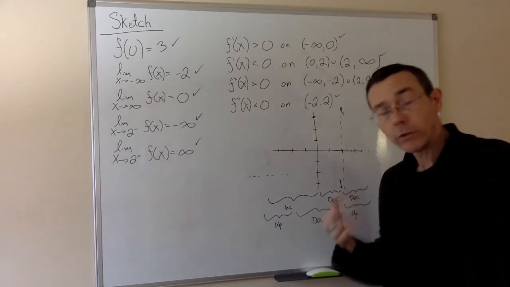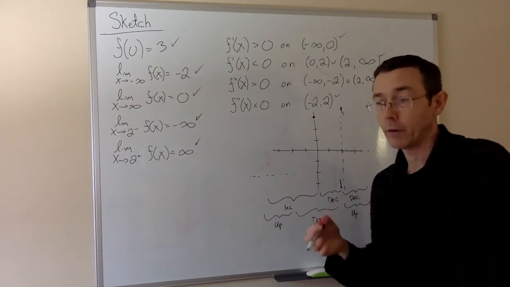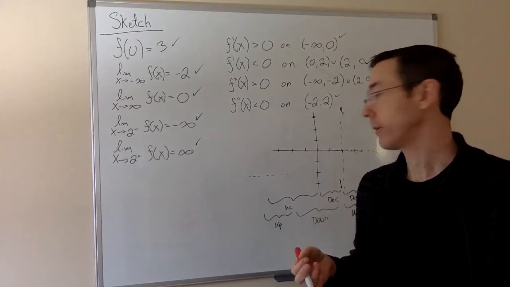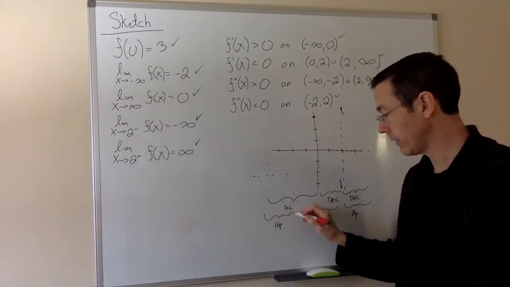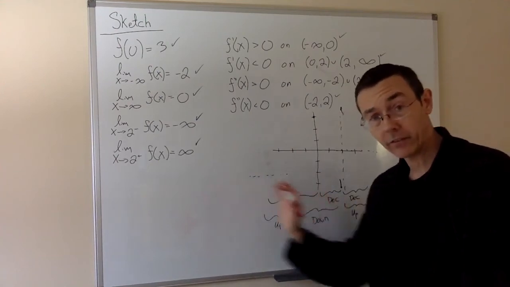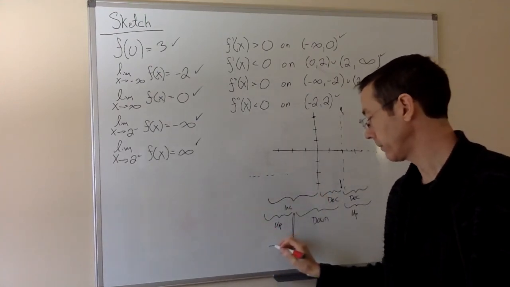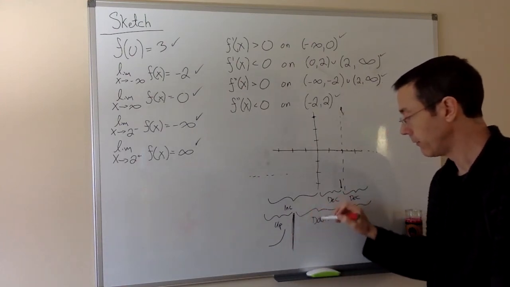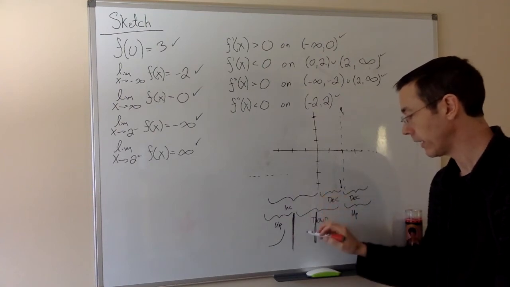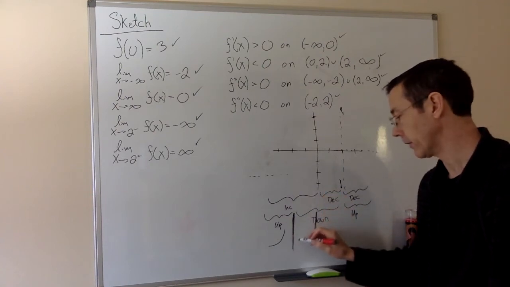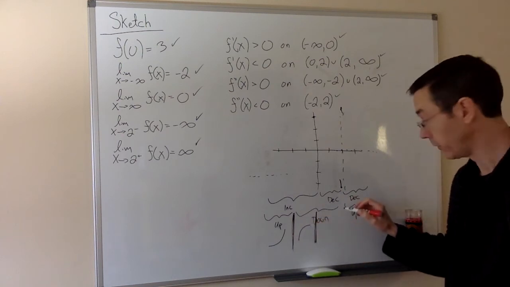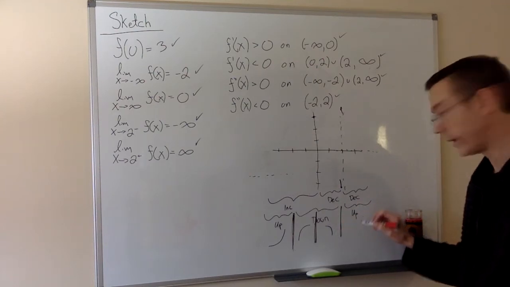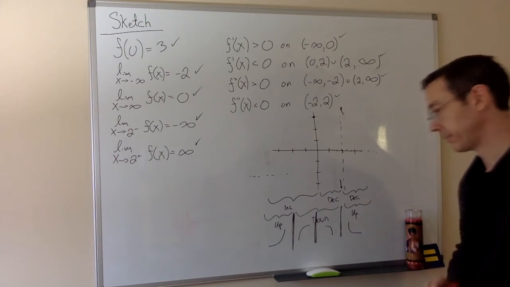Okay, once I know where a function is increasing, decreasing, concave up, and concave down, I can use my general knowledge about what functions look like when they have those properties. A function that's increasing and concave up, as this function is when x is less than -2, is going to look like this. And then from -2 to 0, the function is going to be increasing and concave down. So that means it's going to look like this. Then from 0 to 2, decreasing and concave down, and from 2 to infinity, decreasing and concave up.